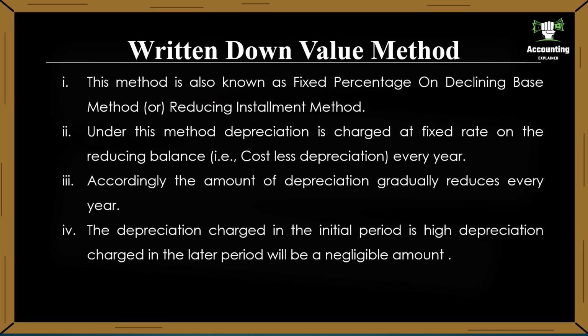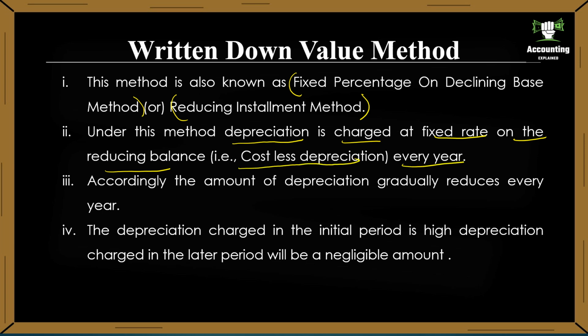Introduction to the written down value method. This method is also known as the fixed percentage on declining base method or reducing installment method. These are all the other names for the WDV method. Under this method, depreciation is charged at a fixed rate on the reducing balance, that is, cost less depreciation, every year.